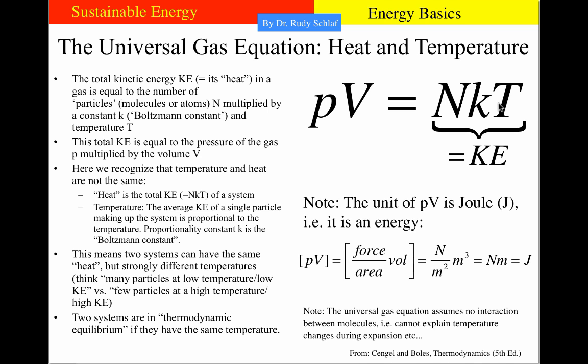So this means that two systems can have the same heat but strongly different temperatures. Right? Many particles at low temperature have the same heat as a few particles at a very high temperature. If we have two bodies that are in contact, after a while, they will have the same temperature.